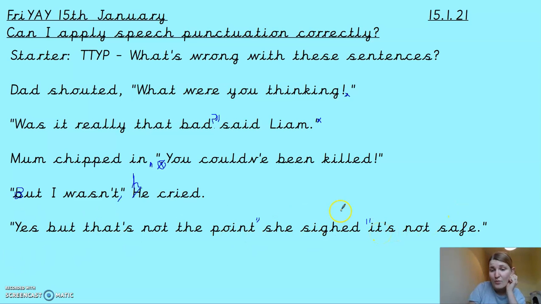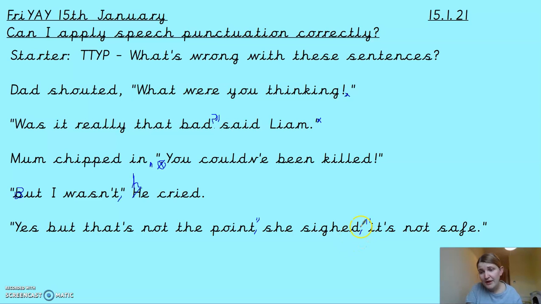Now let's have a look. What else are we missing? Well, firstly, we need a comma here to show that it's not the end of the sentence. Yes, but that's not the point. She sighed. It's not safe. Now, totally up to you. I was thinking about this and I thought, actually, this could be that it's not safe is part of that first sentence. Therefore, we just have a comma there, no capital.